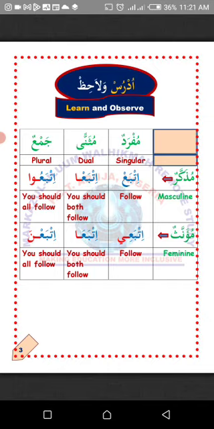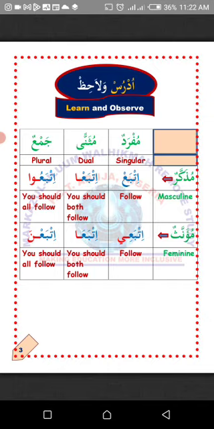So if they are more than two, all you need to do is to attach wawun to the last letter of the verb itiba. Remember, once wawun is attached, the letter before it must take dhamma, as we know that wawun is the mother of dhamma in Arabic. So the verb itiba will now become itiba'u, which means you should all follow, talking to a group of male persons.